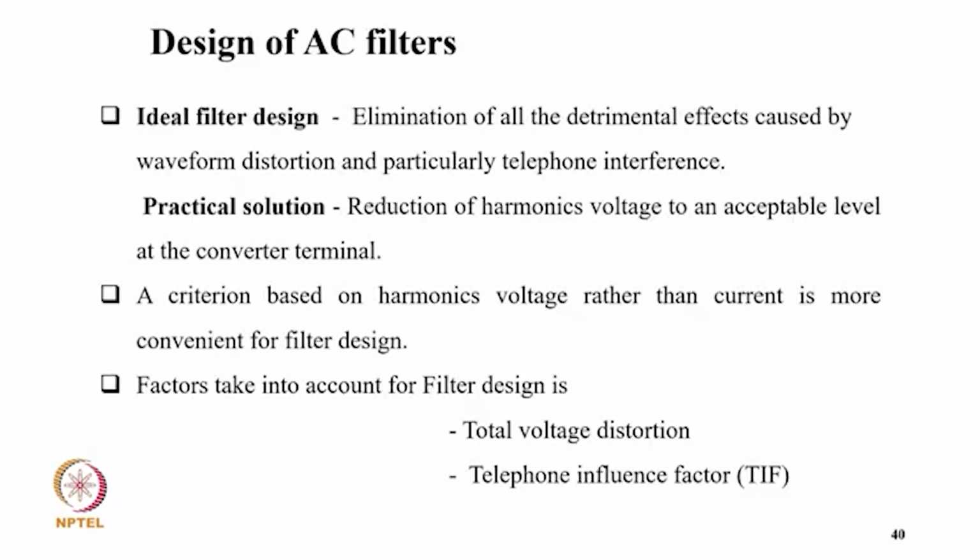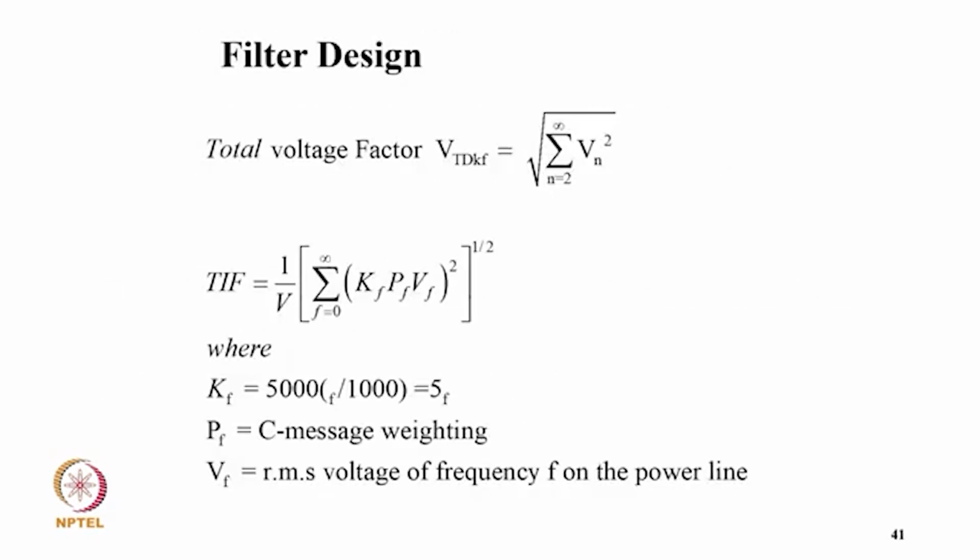So coming to the ideal filter design, the elimination of all detrimental effects caused by waveform distortion and in particular telephone interference, and the practical solution, reduction of harmonic voltage to an acceptable level at the converter terminal, and a criterion based on harmonic voltage rather than current is more convenient for filter design. The factors taken into account for filter design are total voltage distortion and telephone influence factor.